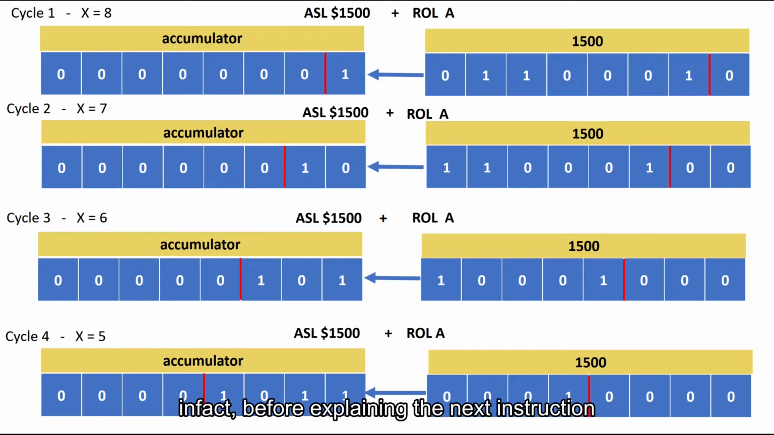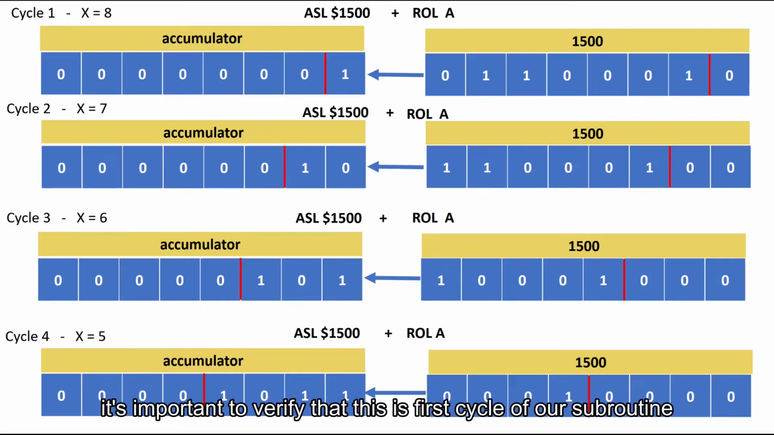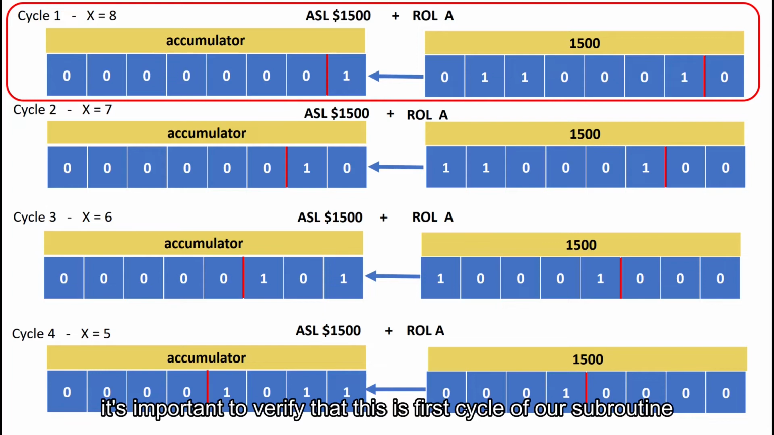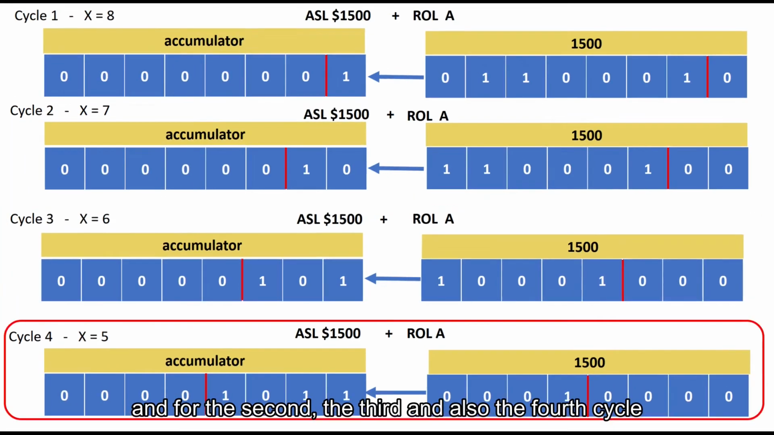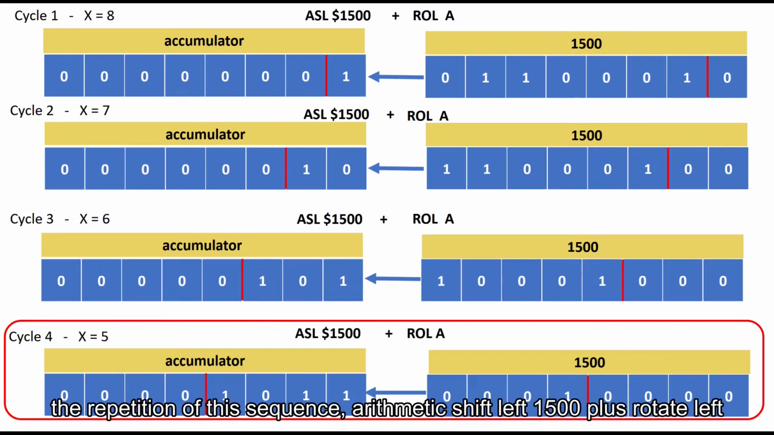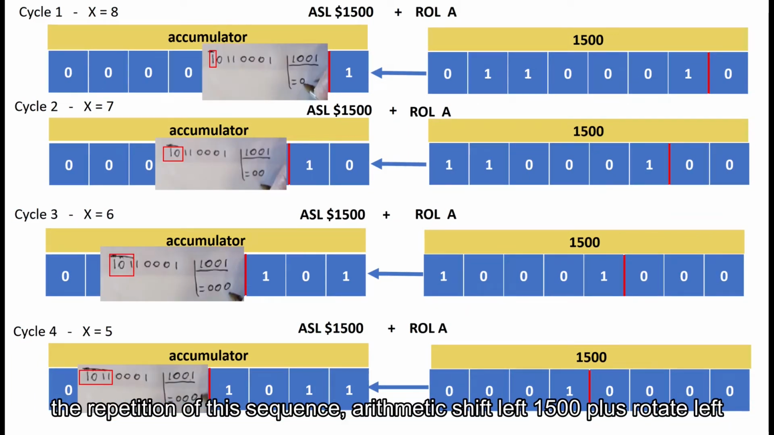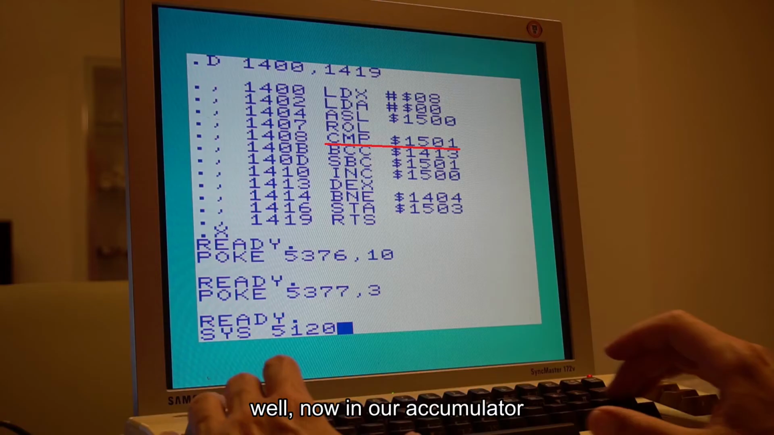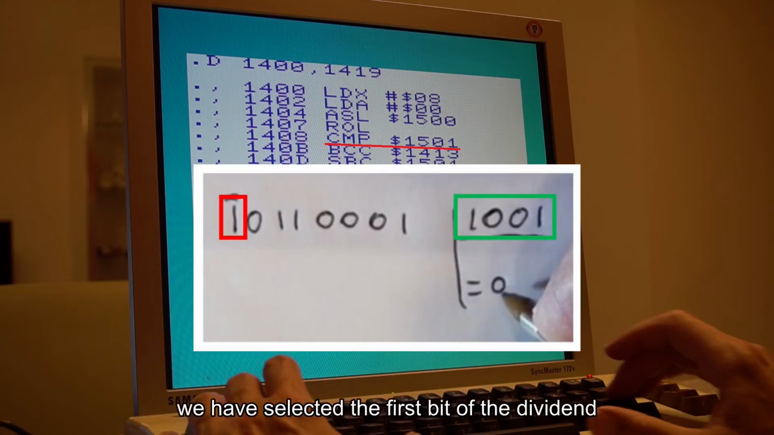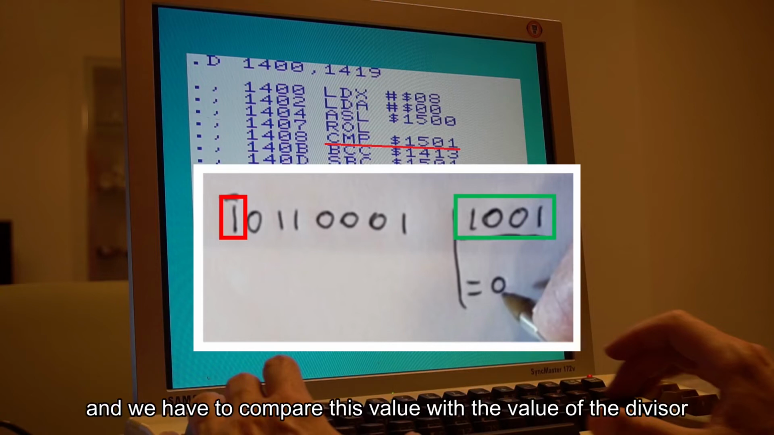In fact, before explaining the next instruction, it's important to clarify that this is the first cycle of our subroutine, and for the second, the third, and also the fourth cycle, the repetition of this sequence, arithmetic shift left 1500 plus rotate left, allows us to select in the accumulator the most significant bits of the dividend. Well, now in our accumulator, we have selected the first bit of the dividend, and we have to compare this value with the value of the divisor.